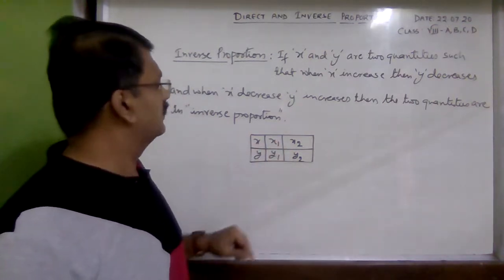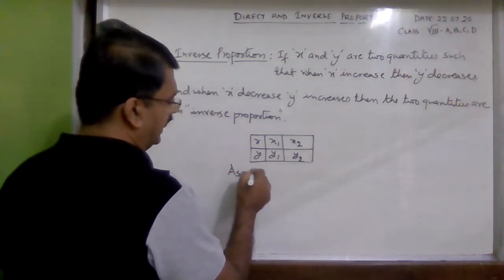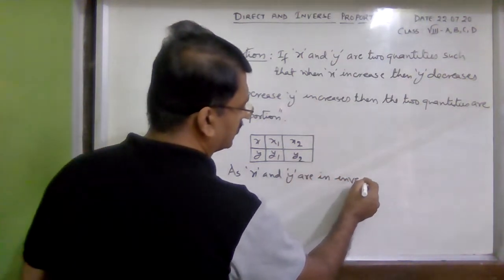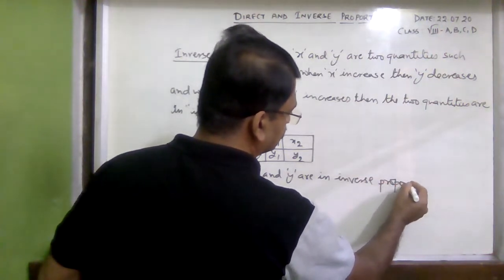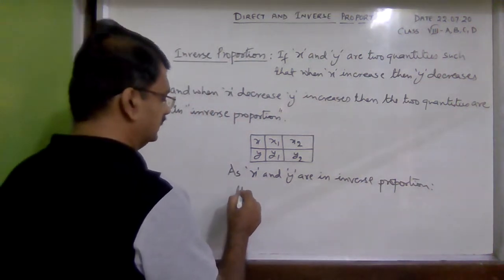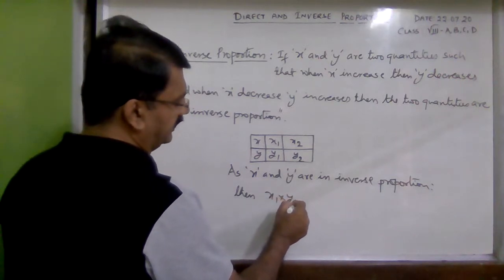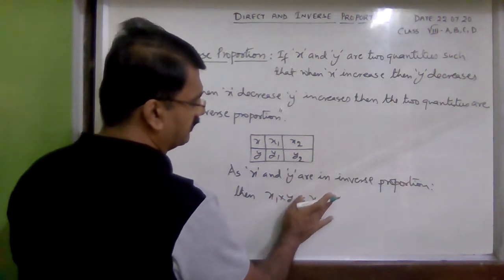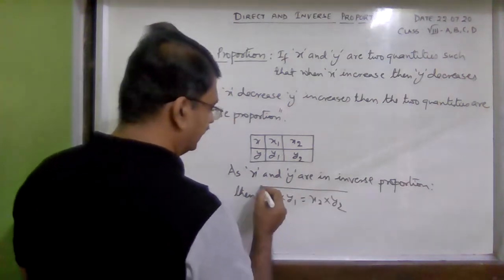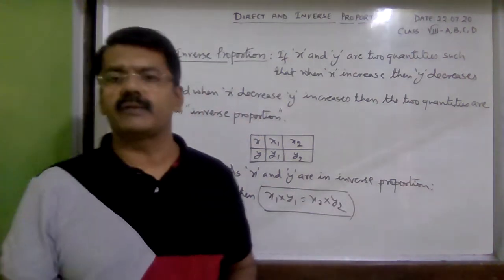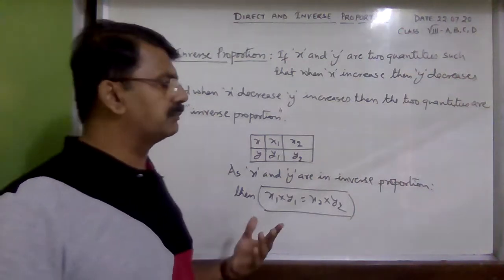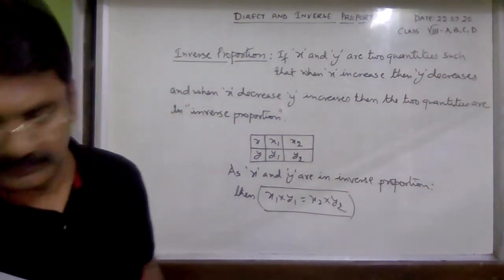But here, when x and y are in inverse proportion, then x1 into y1 is equal to x2 into y2. So always remember, when they are in inverse proportion, then x1 into y1 is equal to x2 into y2. Clear? In case of direct proportion, it was x1 upon y1 is equal to x2 upon y2, but here it is x1 into y1 is equal to x2 into y2. Clear? Now we will do few examples based on this inverse proportion.